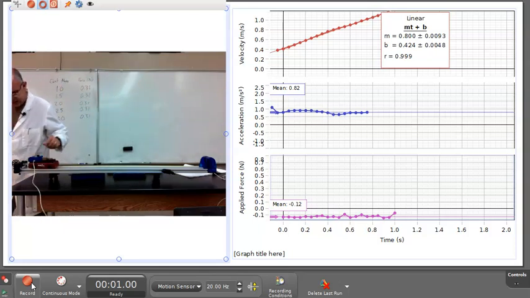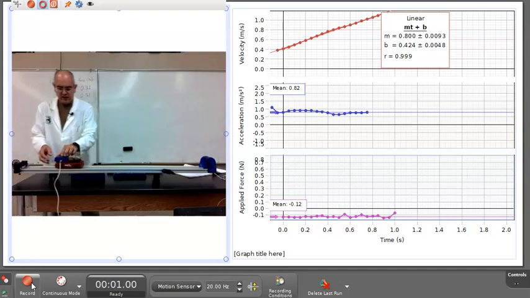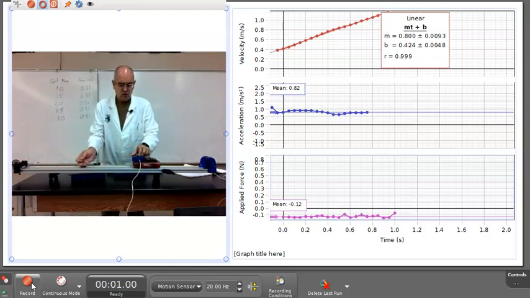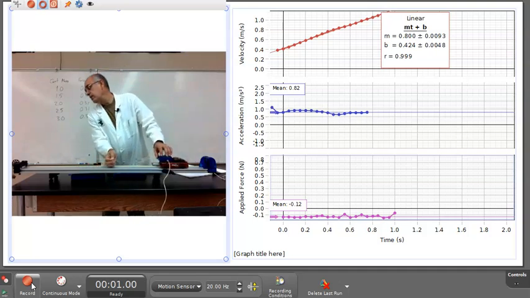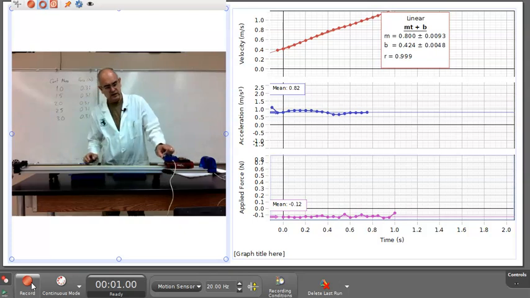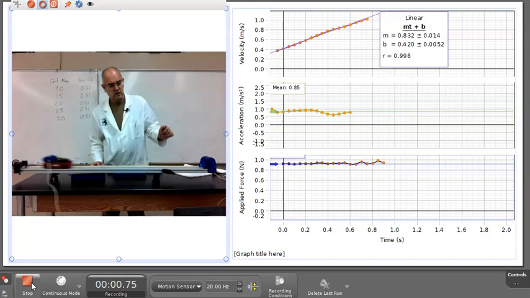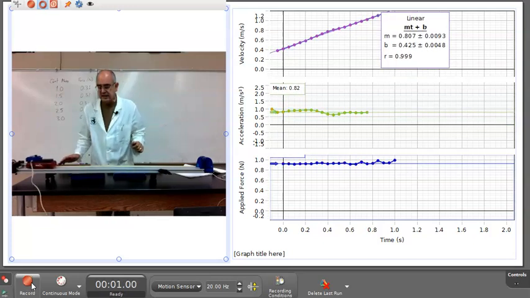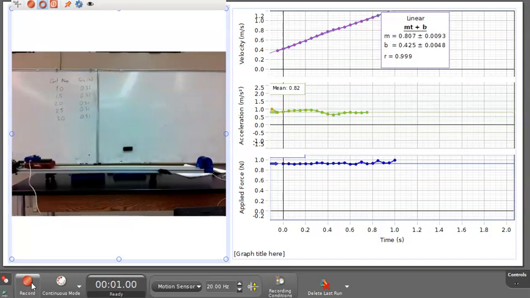Let's go ahead and repeat the experiment. We're going to zero the force sensor again, and let's give it another go. Like I said, it was somewhat violent because the masses fall off and stuff goes flying everywhere. But let's take a look at what the acceleration is.